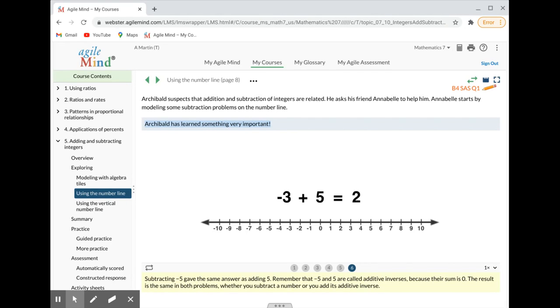It says subtracting -5 gave the same answer as adding 5. Remember that -5 and 5 are called additive inverse because their sum is 0. The result is the same in both problems, whether you subtract a number or you add its additive inverse. All right. Thank you. Grayson, were you wanting to add something? Never mind. All right.